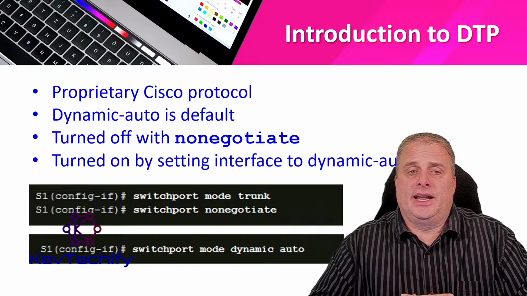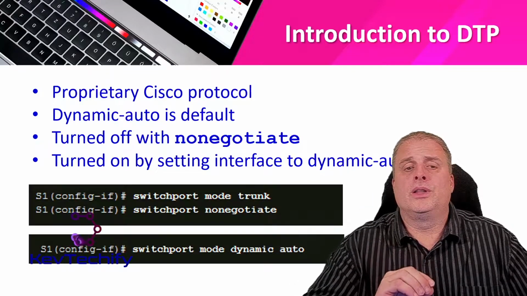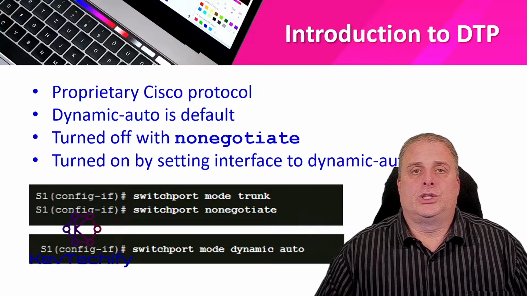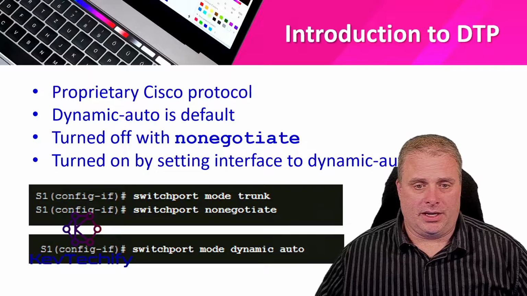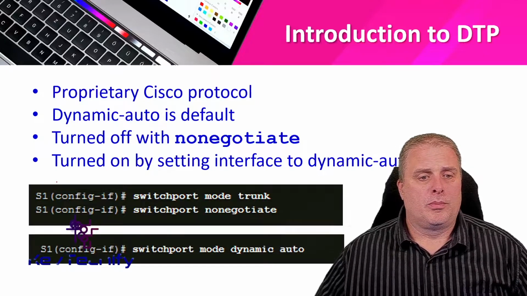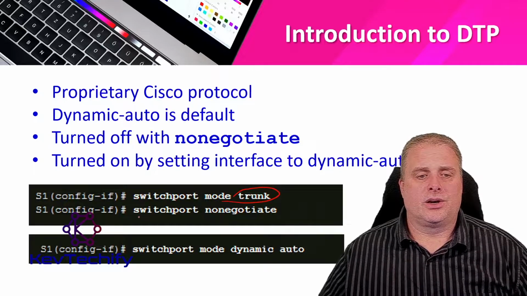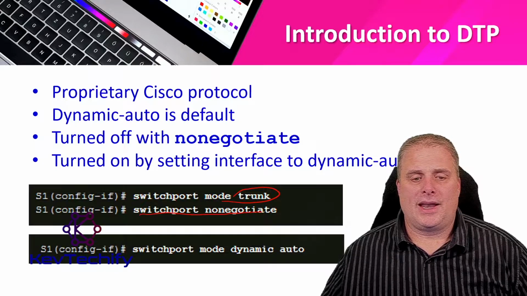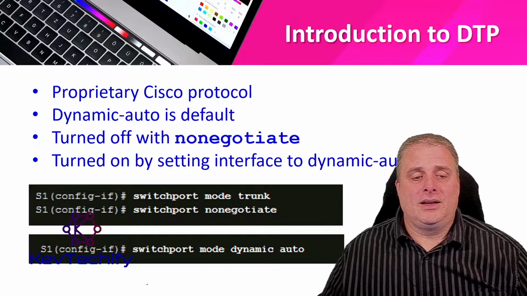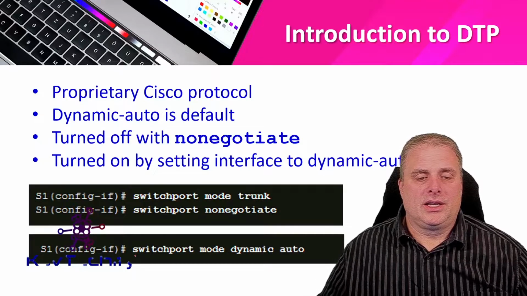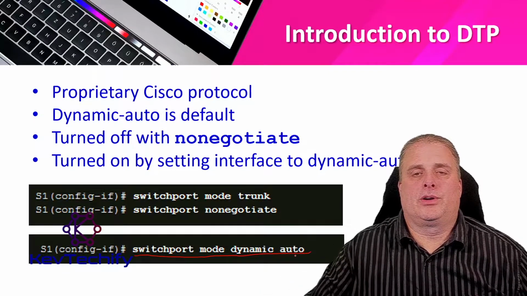By default, Dynamic Auto is the setting that we have here. Now, to turn off DTP, you go in there and you enter switchport nonegotiate when you're configuring the switch ports. Here we can see the command. We set up our port as a trunk. So we set the mode here as a trunk. And then to turn off DTP, you go in here and say switchport nonegotiate. If you want to turn Dynamic Trunking Protocol back on, you have to go back into the interface in your switchport settings and set the mode to Dynamic Auto. That will turn Dynamic Trunking Protocol back on.